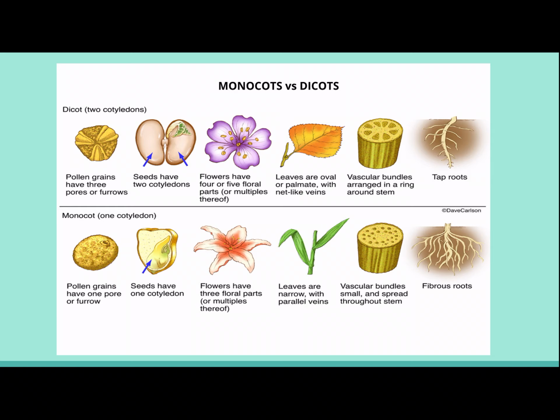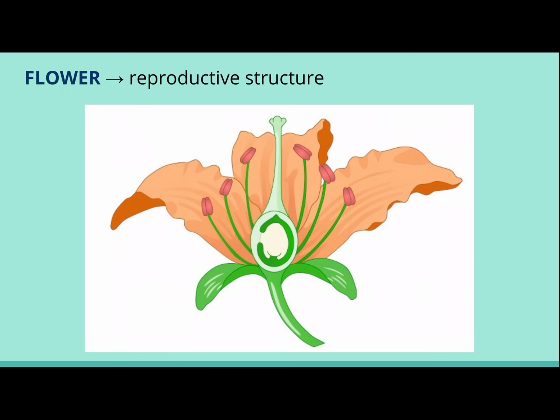Okay, two cotyledons versus one cotyledon. Now, one thing that they all have in common, however, is that their flowers are their reproductive structures. If you remember with gymnosperms, you have the male cone, which tends to be the longer, thinner ones, and then you have the female cones that tend to be the fatter ones that are more open than the male cones are, and that's to allow the pollen to go in and fertilize the eggs.